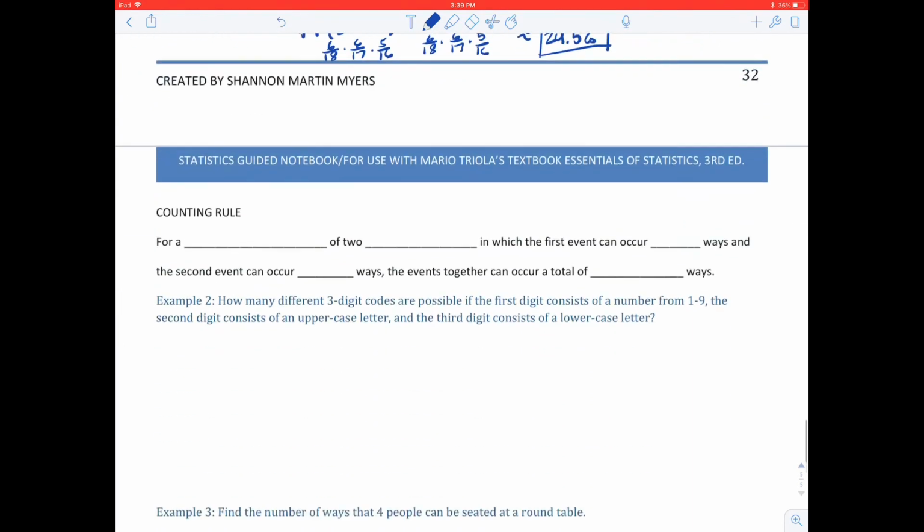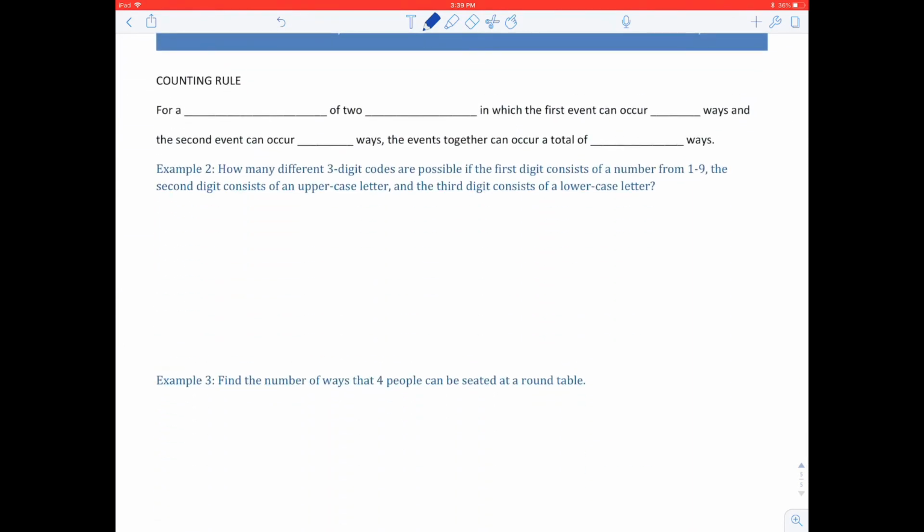All right, so here we go, the counting rule. For a count of two events in which the first event can occur m ways and the second event can occur n ways, the events together can occur a total of m times n ways.